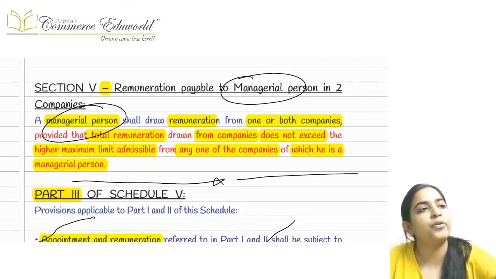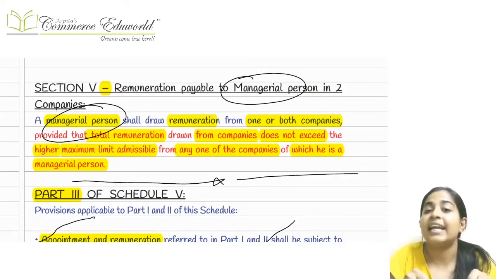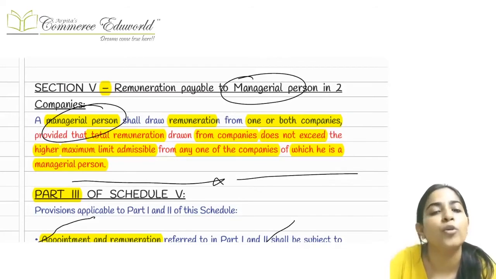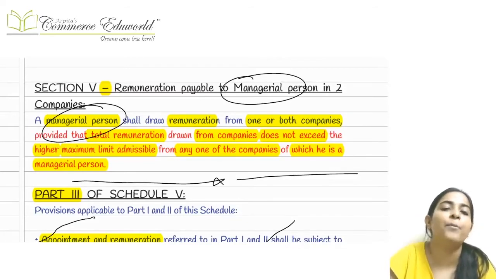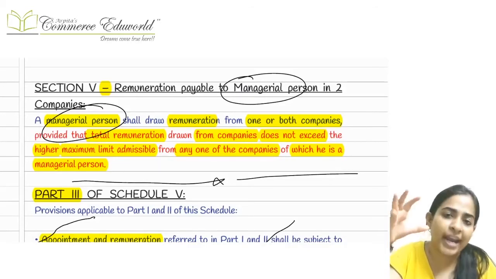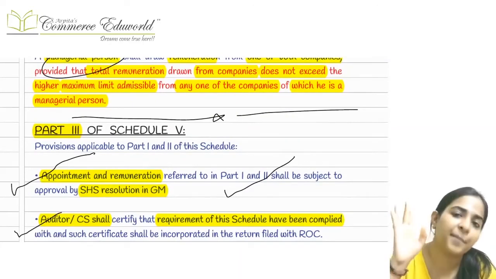Suppose he is eligible to receive 1 crore from one company and 2 crores from another company, then he cannot receive 3 crore, but he can receive a maximum of 2 crore total from both the companies. This is the restriction imposed by section 5, so as to ensure that a person is a managerial personnel in the least possible companies.